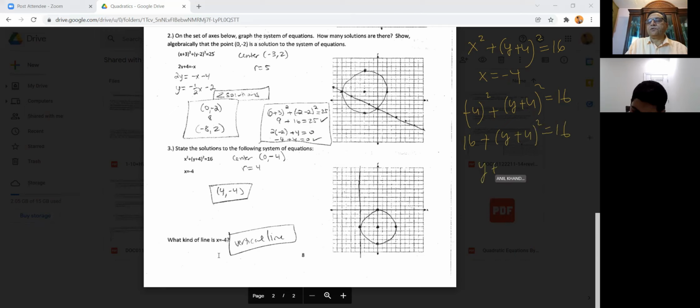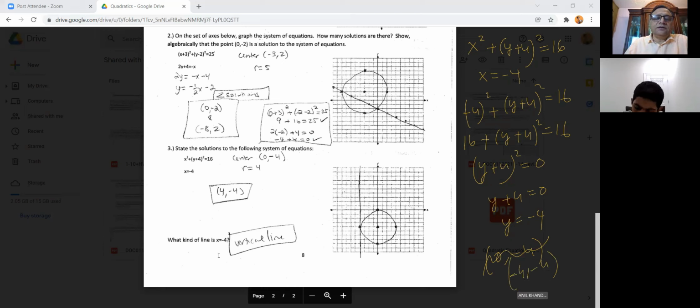That means y plus 4 whole square is 0. And that means y plus 4 equals 0, or y equals minus 4, correct? So the point here definitely is 0 and minus 4. State the solution to the following system of equations. x is minus 4. Sorry, y is also minus 4. So when x is minus 4, y is minus 4, correct? So the point is this. Is it clear?